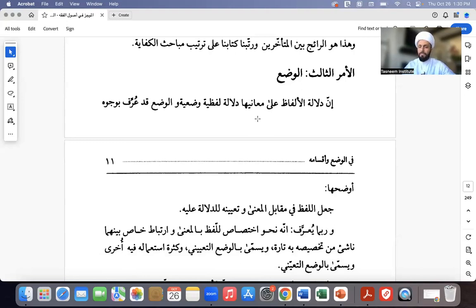Now, what do we mean by this? If we take the example of smoke, smoke is a signifier. Smoke is what we can call dal. And smoke signifies the existence of what? Of fire. So smoke is the dal and fire is the madlul. Now the relationship between fire and smoke is a natural relationship. It's not something that was designated by people. It's something that is naturally occurring.